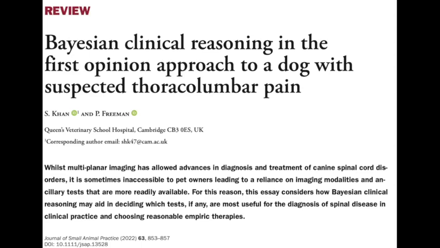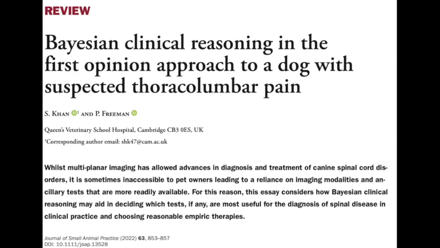This leads to a reliance on imaging modalities and ancillary tests that are more readily available, such as survey radiography or in-house blood analysis. For this reason, we wish to consider how Bayesian clinical reasoning may aid in deciding if any sort of investigation is really appropriate in such a situation, or if in fact general practitioners may be better advised to consider the likely differential diagnosis based rather on history and signalment alone, and use this information to decide on reasonable empiric treatments. To illustrate this approach, we looked at the relatively common example of a dog with acute apparent thoracolumbar back pain, which persists or recurs over days to a few weeks despite empirical treatment, but without developing additional neurological deficits or other clinical signs.